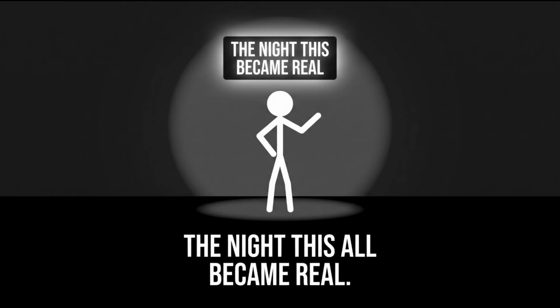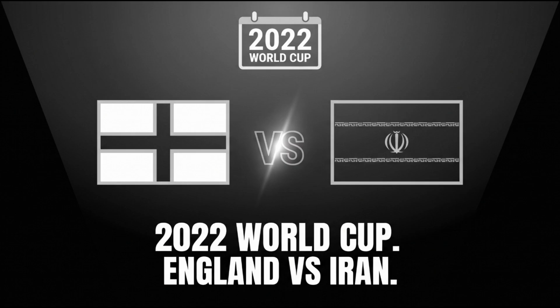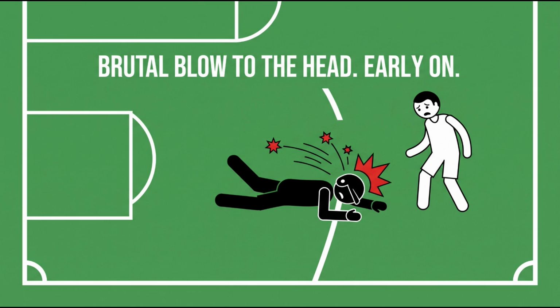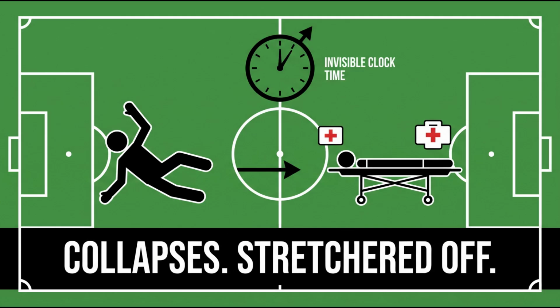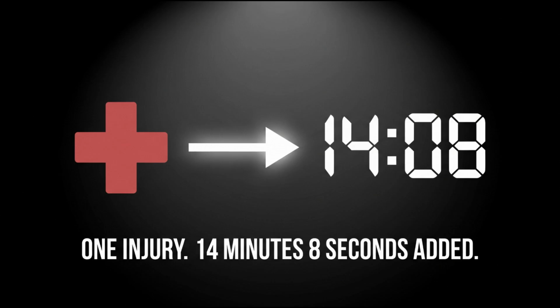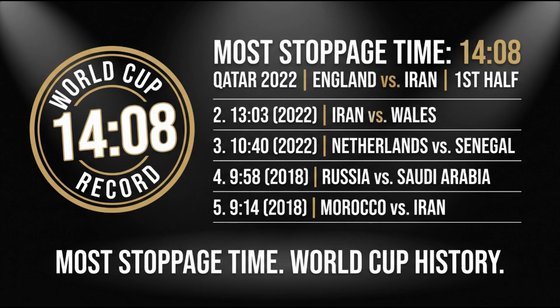Now let me tell you about the night this all became real. World Cup 2022, England versus Iran. Iran's goalkeeper takes a brutal blow to the head early on. He fights to stay on. Minutes later, he collapses and has to be stretchered off. That single injury alone added 14 minutes and 8 seconds to the first half, the most stoppage time ever recorded in a World Cup half.